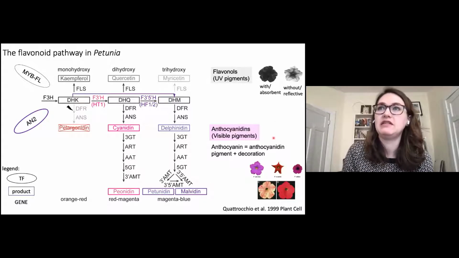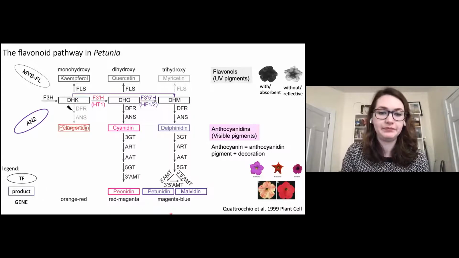Okay, this is just to show you what these pigments look like when we visualize them.